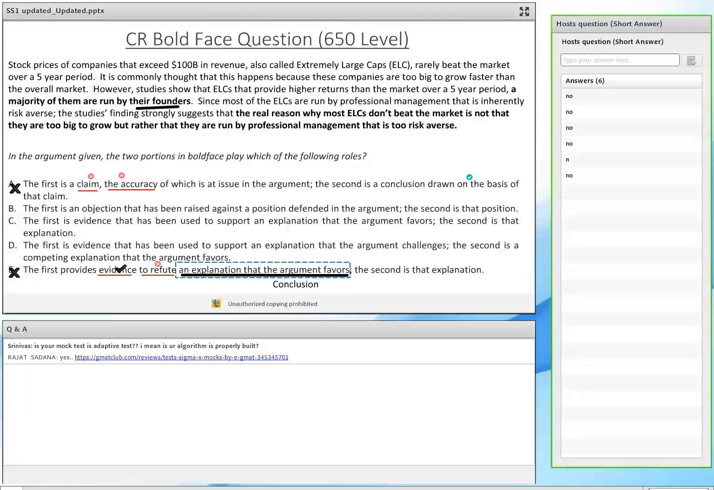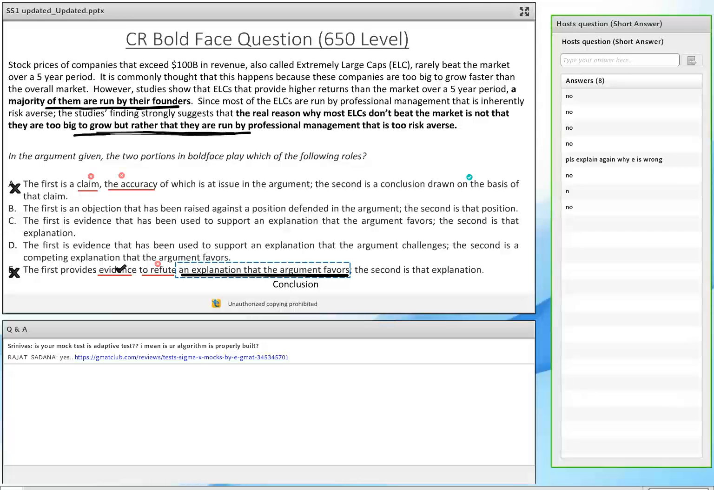Now let's go to D for delta. Okay, why is choice E wrong? Omar, ask this question. Does the first statement, which is a majority of them are run by their founders, does this go against the main conclusion? Does it make you believe less in the main conclusion?